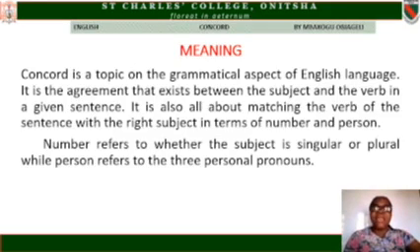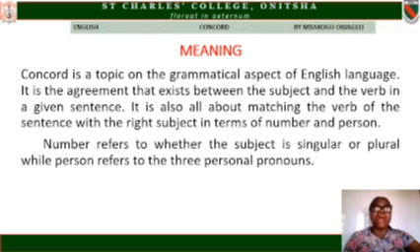Now, what is this CONCORD all about? As I said earlier when I introduced the topic, it is a grammatical aspect of English. So this topic, CONCORD, is a grammatical aspect of English. And what is it all about? It is the agreement that exists between the subject and the verb in a given sentence. There must be an agreement between the subject and the verb.